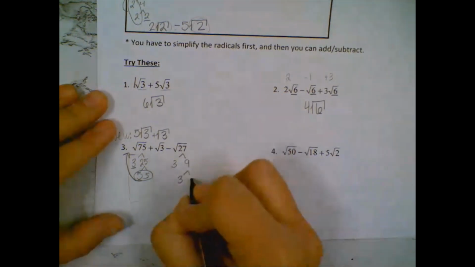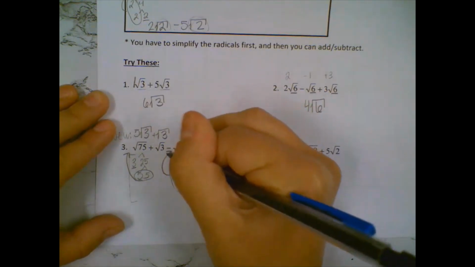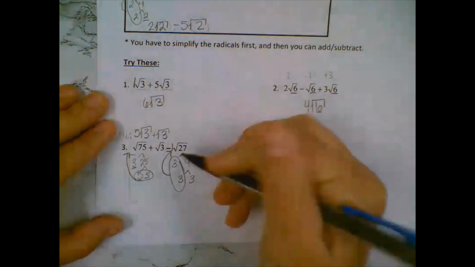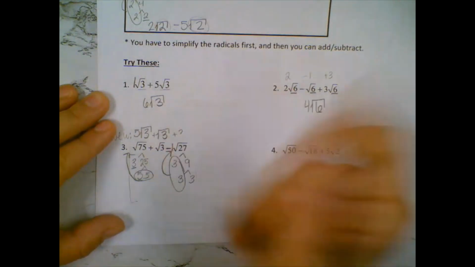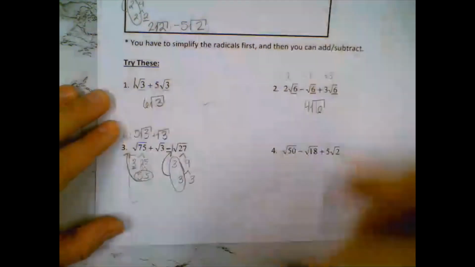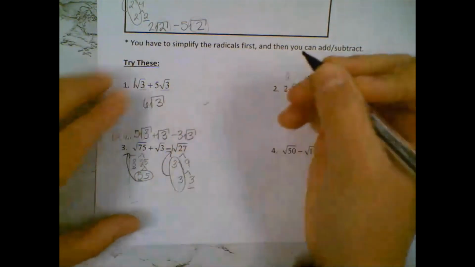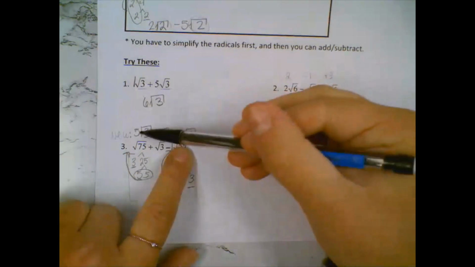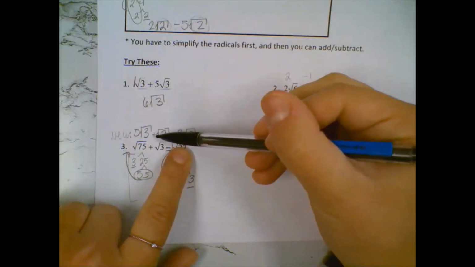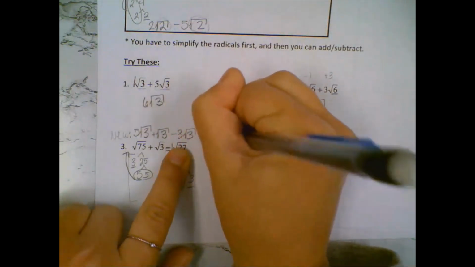9 breaks into 3 and 3. I have my pair of 3's that come out. Now I have to be careful because this was a negative 1. So negative 1 times 3 is going to give me negative 3. So minus 3, and then my single is a root 3. So now if I look at this in its rewritten form, I have 5 plus 1, which is 6. 6 minus 3 is going to give me 3 root 3's.